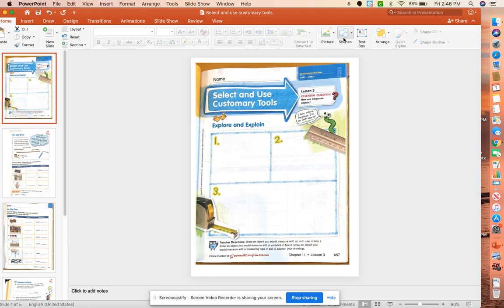So, what they want us to do for the first one is it says draw an object that you would measure an inch ruler with in box one. And in box two, you're going to draw something that you would measure a yardstick with. And then in box three, you are going to draw something that you would measure with a tape measure. A tape measure is right here in this picture. Something much larger than something that you would use with an inch ruler or with a yardstick. So I'd like you to draw those pictures and then come back and I will show you what I did.